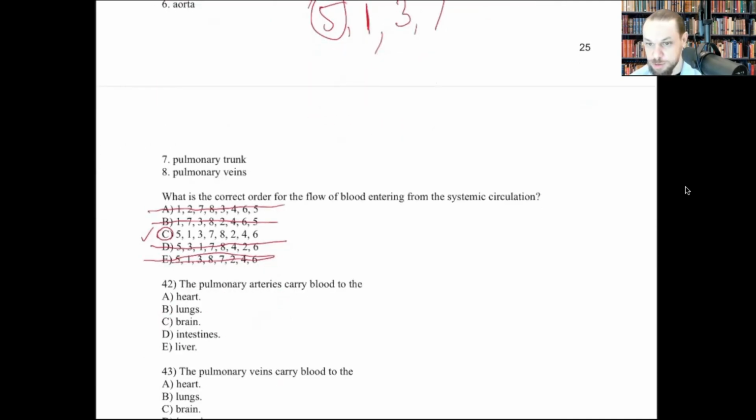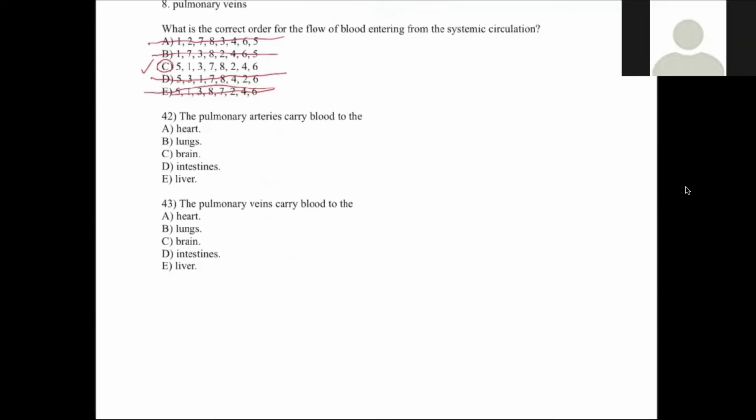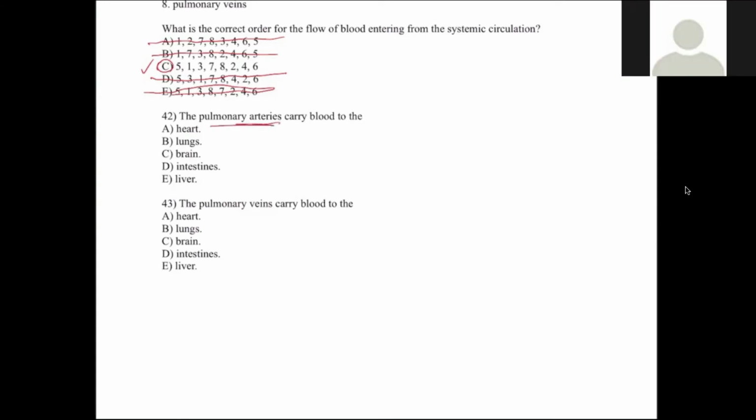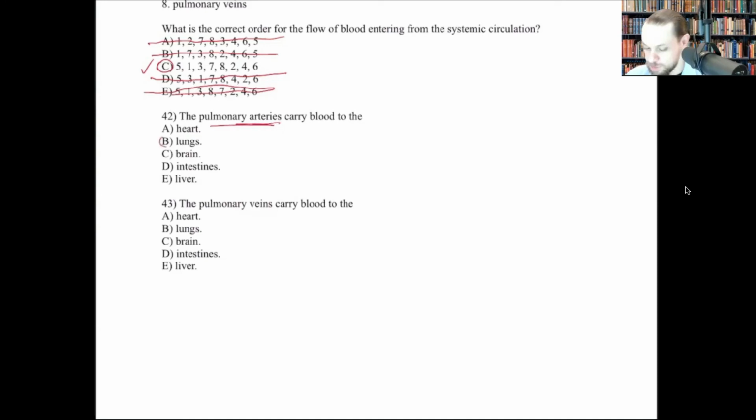Okay, 42, we're going to go with Syed. The pulmonary arteries carry blood to the heart? Oh, away from the heart, so the lungs. The lungs is correct. So be careful with questions like this. The pulmonary arteries carry deoxygenated blood to the lungs to get oxygenated.